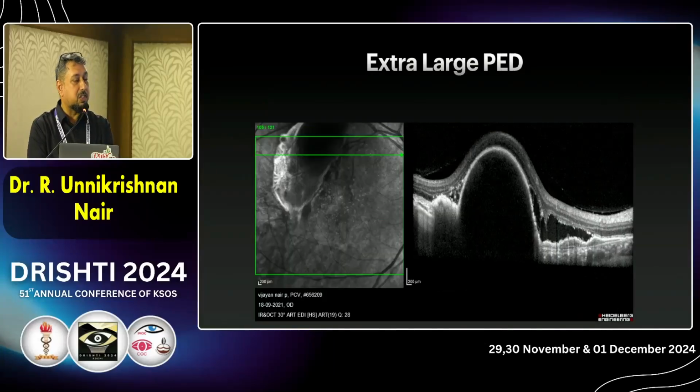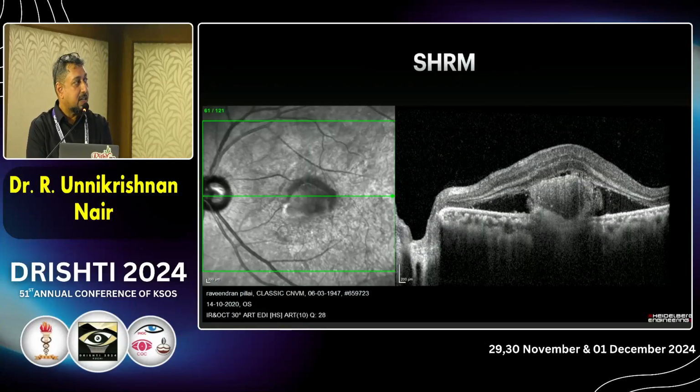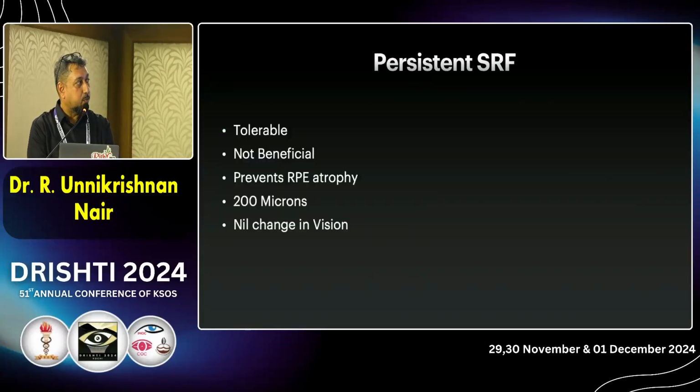The highly aggressive features include extra large PEDs with fluid. The tendency to have a rip is very high in these. Another highly aggressive feature is the SHRM, the subretinal hyperreflective material. Why is it aggressive? Because sometimes this SHRM leads on to form thick scars at the posterior pole of the fovea, which limit visual acuity improvement even after proper treatment of the AMD.